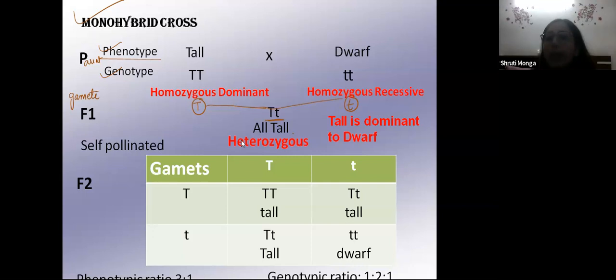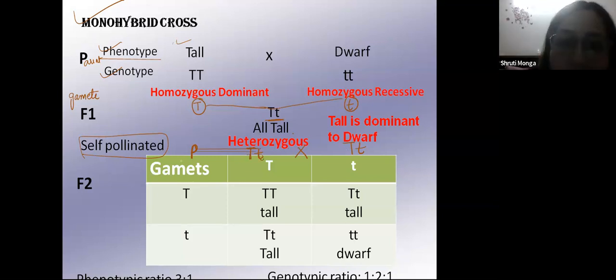Now you have to obtain the F2 generation. So you will self-pollinate these plants. Self-pollinate as in, capital T, small t will be crossed with capital T, small t. Same way, when here it is written parents, in the same way you have to write for F2. Here they will be parents. Parents for second generation: capital T, small t, capital T, small t, and take out the gametes.